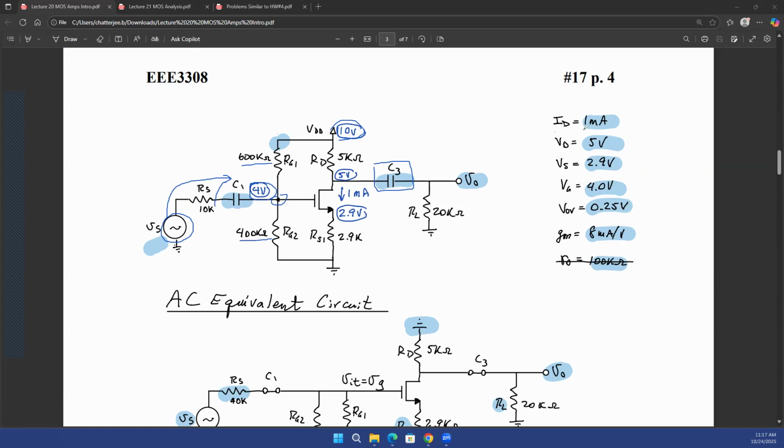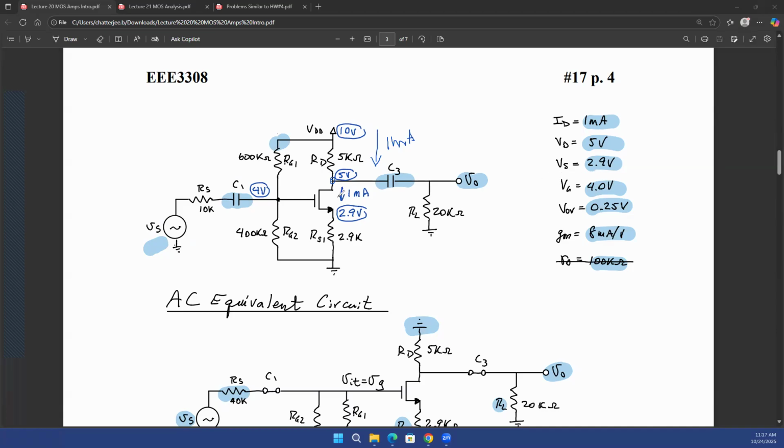Now your ID is given to be 1 milliampere. If ID is 1 milliampere and RD is 5 kilo ohm, so the value of the drain resistance is given to be 5 kilo ohm, and the DC current is 1 milliampere, that means that the voltage drop across RD is going to be 5 volts. So the drain voltage is going to be 5 volts. Again, DC, 5 volts DC.